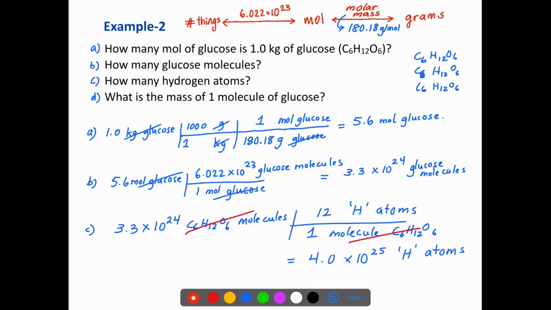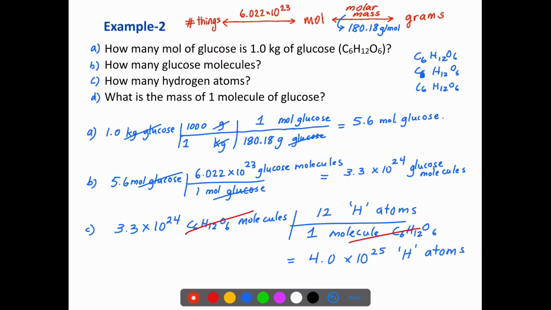Okay, you could have done this by starting from here. Let's say you're asked for hydrogen atoms. So you'd convert kilograms to grams of glucose to moles of glucose, then moles of glucose to molecules of glucose, and then you're multiplying by 12 because there are 12 hydrogens in each molecule.